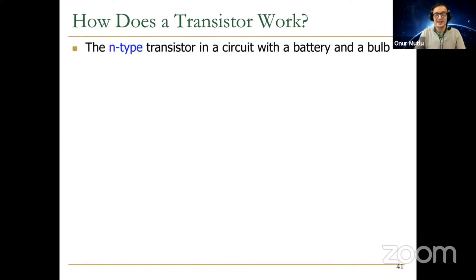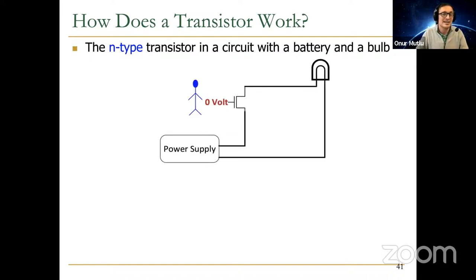So that's it. Let's take a look at how this operates. Hopefully it's already clear, but let's look at how this transistor operates in our little circuit that I showed you over here. The N-type transistor in a circuit with a battery and a bulb: if we apply 0 volts to it, it doesn't conduct. As a result, the light bulb doesn't get turned on.